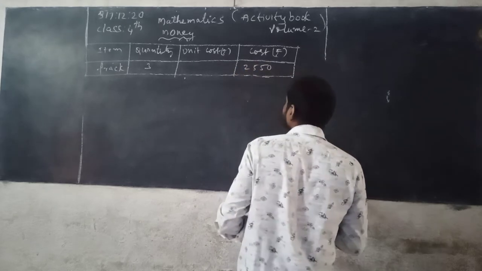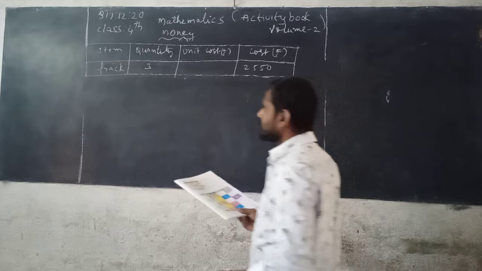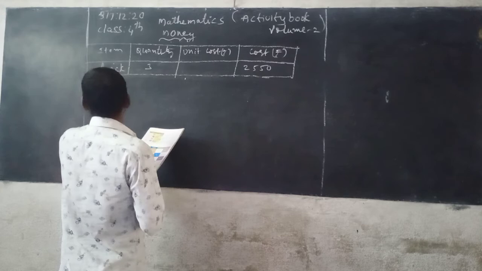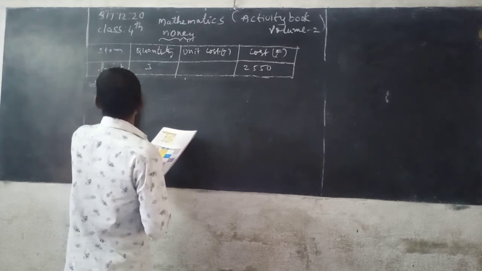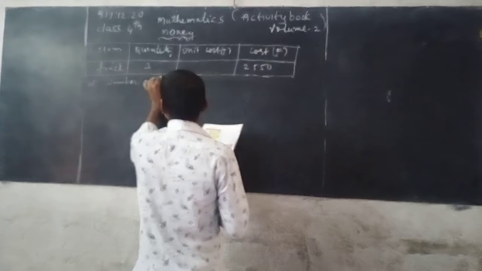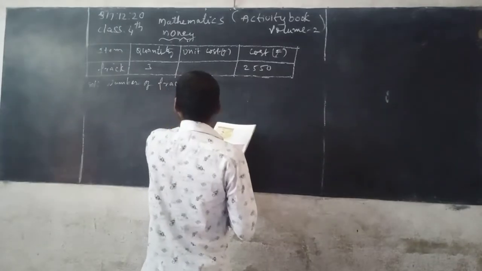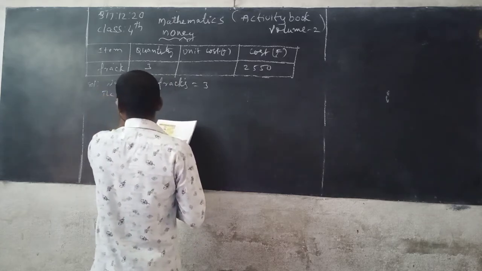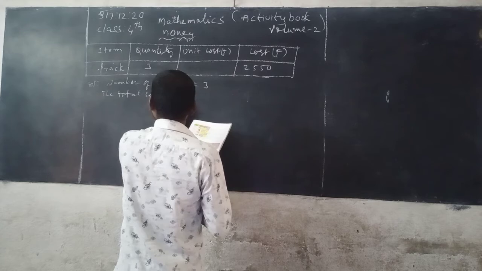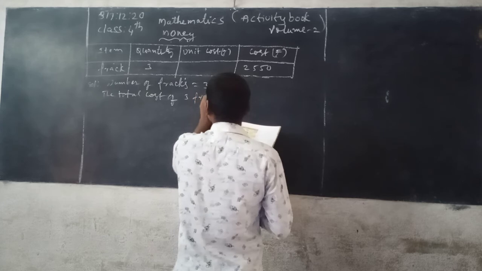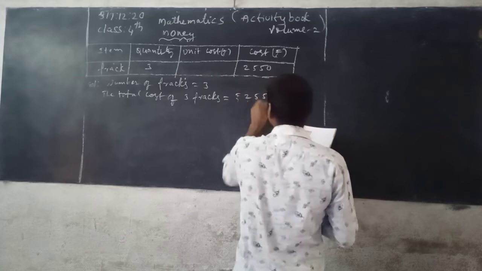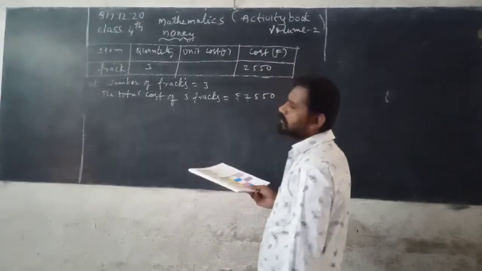So you can find out the cost of each frag. Solution: item frag. Number of frags, how many, beta? 3. Number of frags is equal to 3. The total cost of 3 frags is equal to 2550. Now we can find out the cost of 1 frag.